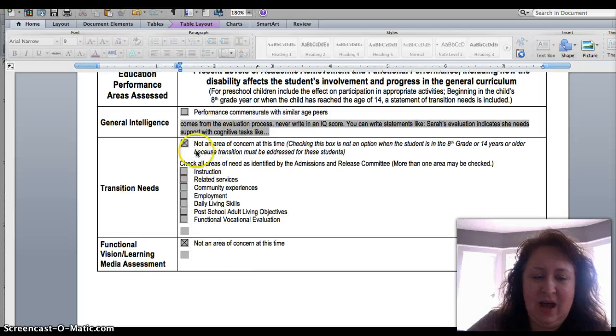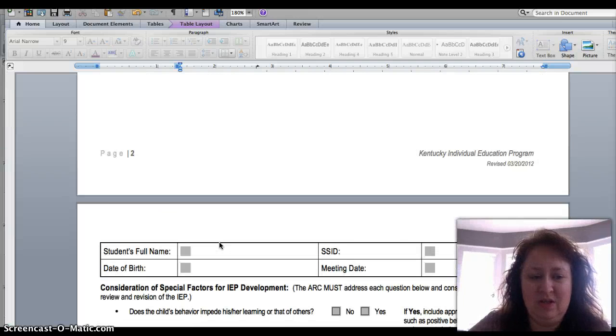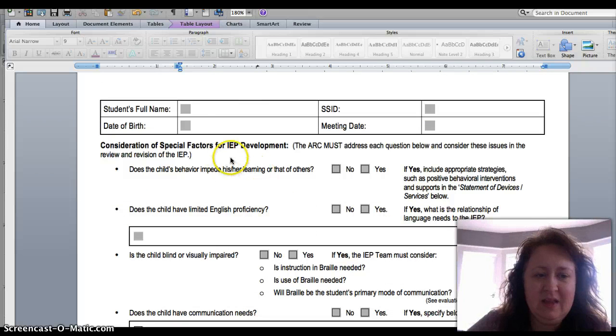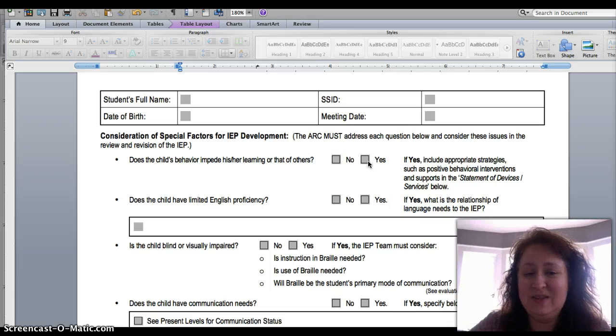For this student, we checked that they did not have a transition needs because they aren't 16. If we look back up, we said she's 10, so she does not require a transition IEP. This section of special factors we need to fill out, and we need to be very careful if the student's behavior impedes their learning. And remember that impedes doesn't have anything to do with their attitude, specifically, whether a student has cognitive understanding of their behavior. If something that they're doing is impeding their learning, then we check yes. And remember that if you check yes, there's a statement below we need to fill in.